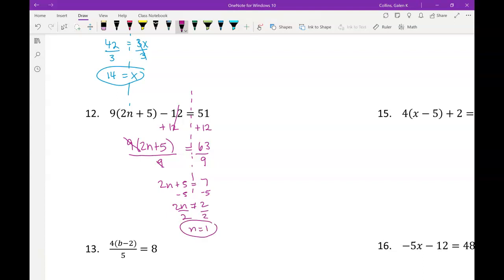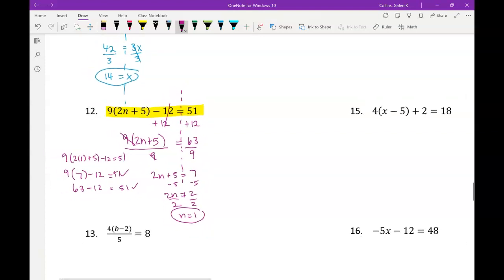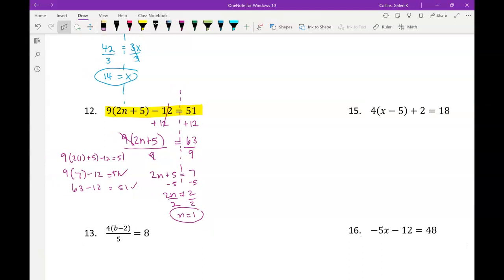Don't forget, you always have the power to check your work. It kind of drives me crazy a little bit when students ask me, is my answer correct? Just check it, plug it in. So to see if it's correct, we could substitute 1 for n. So we would have 9 times 2 times 1 plus 5, minus 12 is 51. So 9 times 2 plus 5, which is 7, minus 12. Let's see, 63 minus 12 is 51. That works out. Now, if you chose to distribute first, combine like terms, and then solve, you should still get n equals 1.